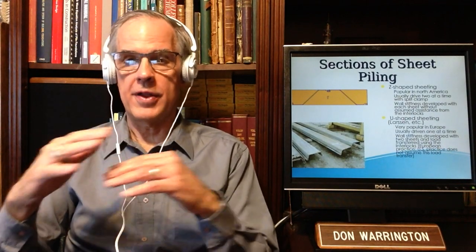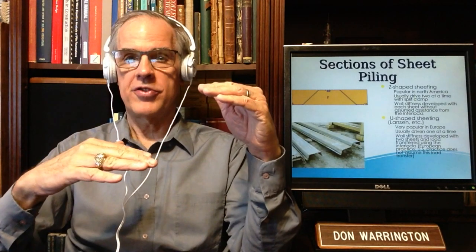Just as a couple of notes, and you need to keep these in mind as you proceed. First, the SPW 2006 software, which we're going to use in this course, does it the European way. In other words, it assumes that the neutral axis is valid. It means you've got a full section of two sheetings with neutral axis at the interlocks.